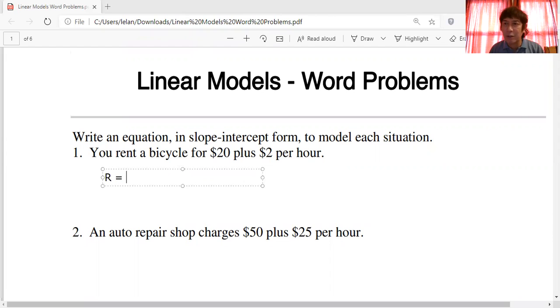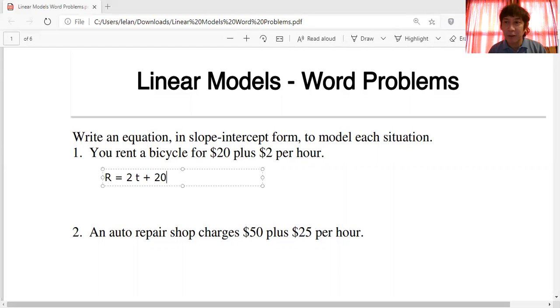And this one is a slope of $2 for every 1 hour. So this is 2 times t, and this rental system starts with a $20 fee at the starting time. Now, how about our variable for a domain, and how about our variable for our range? Our input here is the time, and then it computes to get the rent.